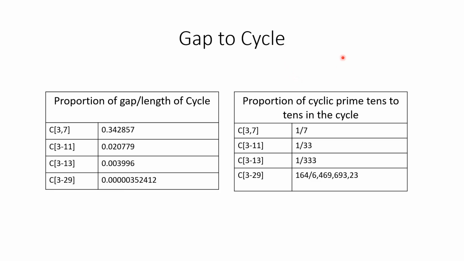Another observation is that the proportion of the gap per length of the cycle gets really, really small. But it doesn't matter because we can apply the symmetry equations to it, and we can disregard the rest of the cycle. And the proportion of prime tens to tens in the cycle, we can see it here, is the same.